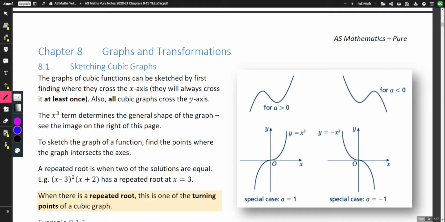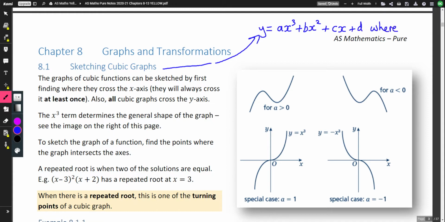Today we're going to be sketching cubic graphs. That's graphs of the form y equals ax cubed plus bx squared plus cx plus d. In other words, the highest power of x is 3.